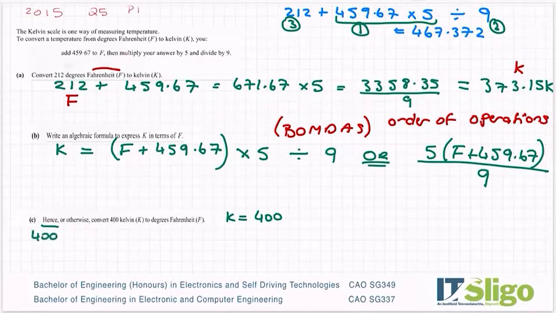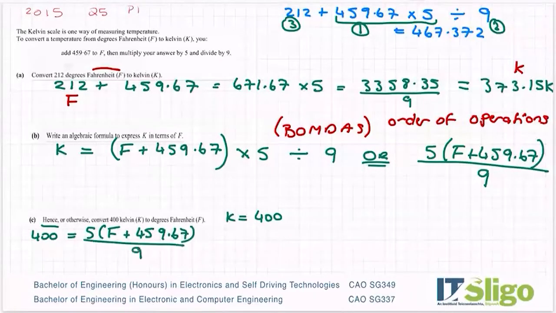So 400, my Kelvin, is equal to 5 times F plus 459.67 divided by 9, okay? So what you're doing is you're trying to get at this F, so we have to strip away all of these values around us so that I get F on my own. So the first thing I would get rid of is the 9, okay? Because it's all divided by 9, so that's a good one to get rid of. How is it attached to F? Well, it's divided, okay? So how to cancel it?